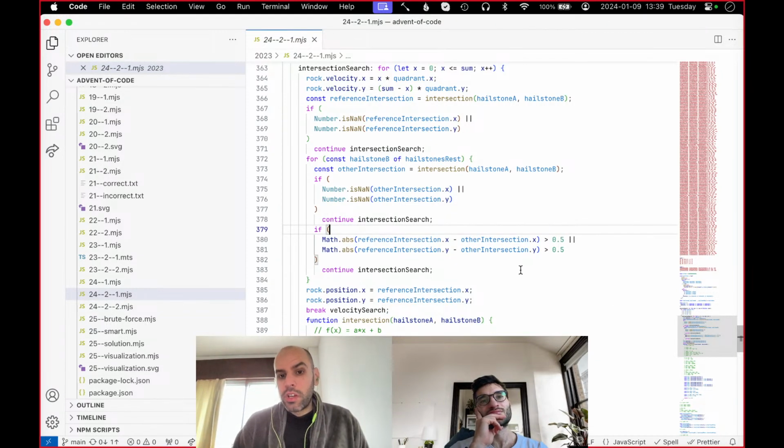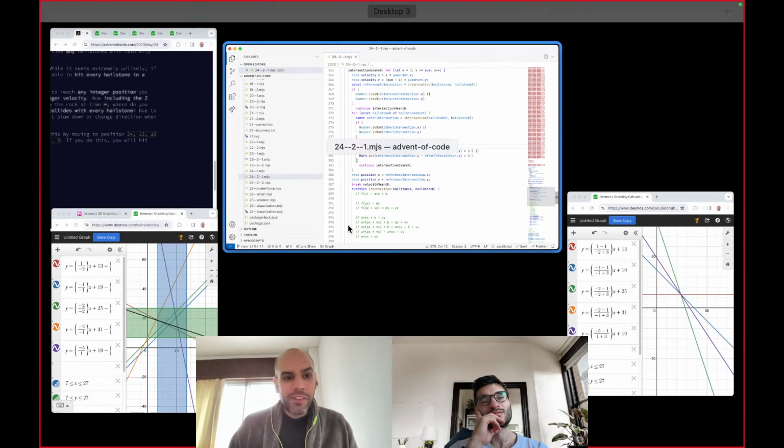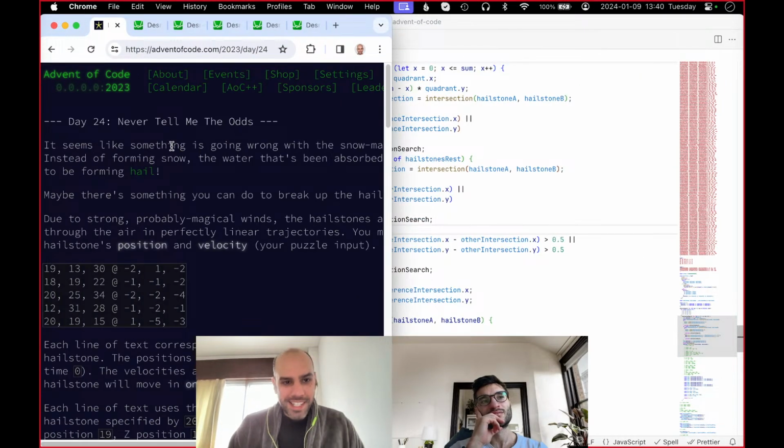And maybe I could work out some clever solution for this. But then, I'm not gonna lie, I looked for another hint. And the hint is that this is a very magical situation. The name of the puzzle is Never Tell Me the Odds. As it turns out, the problem has been massively overspecified. If you have 3 hailstones that are not linearly dependent, that are not on the same line, let's say, that are not magically aligned, they already define a unique solution to the problem.